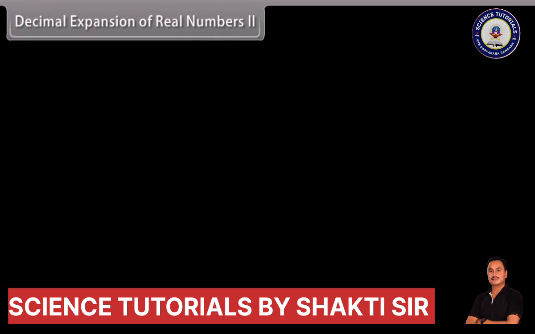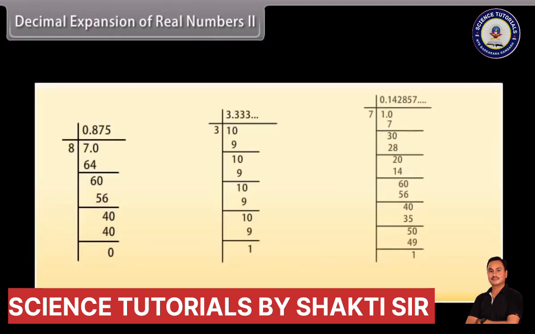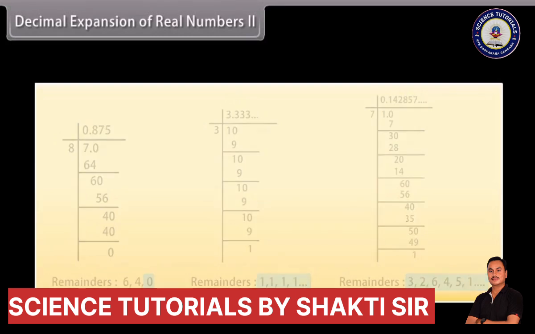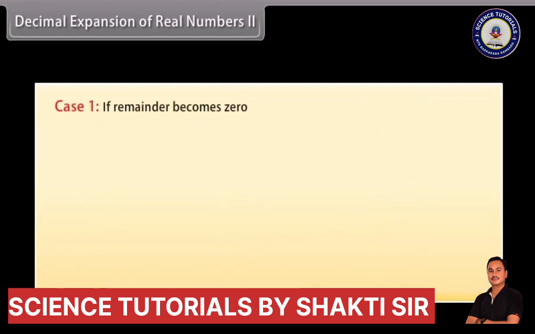Did you notice something here in all these examples? Notice that the remainder either becomes 0 after a certain stage or starts repeating itself. Let us go through these cases one by one. Case 1 is, if the remainder becomes 0, then the decimal expansion ends after a finite number of steps. The decimal expansion of such numbers is terminating.